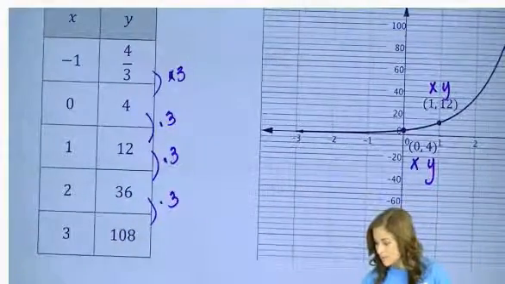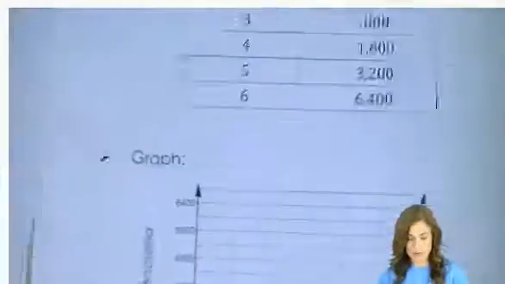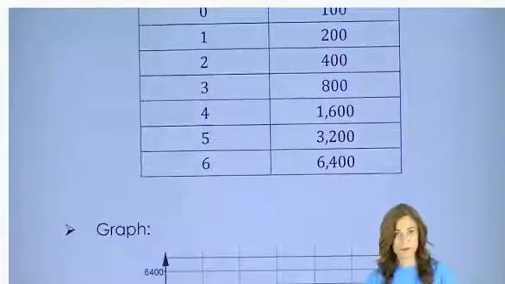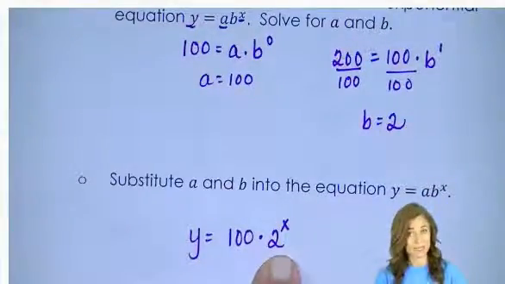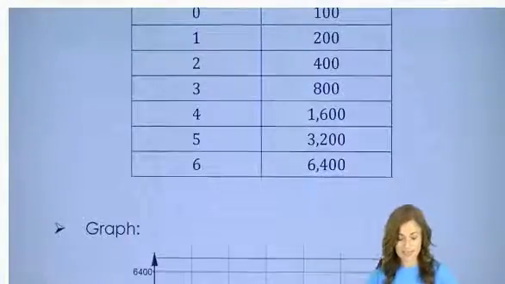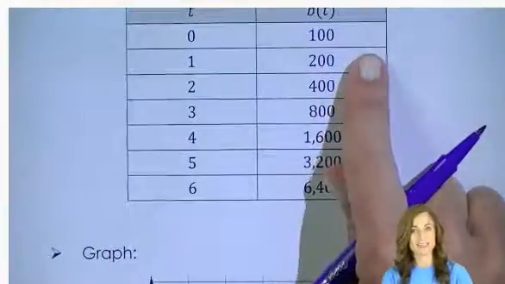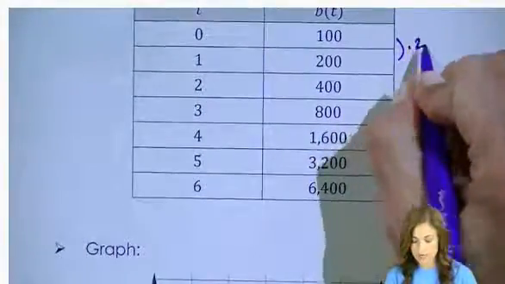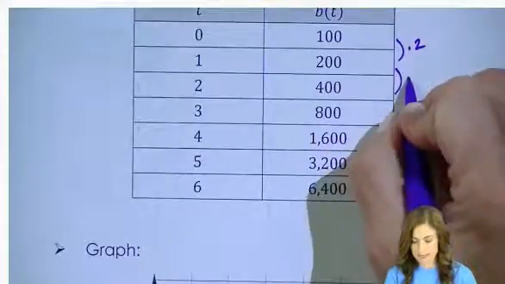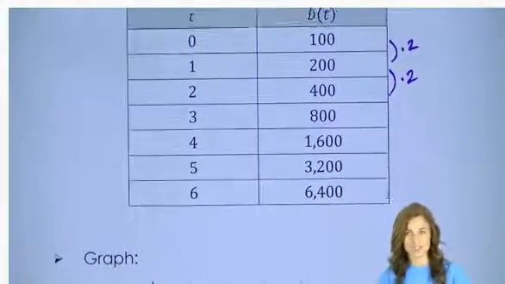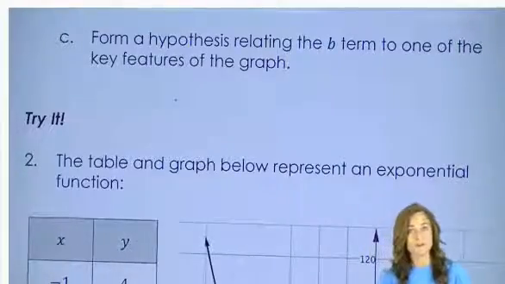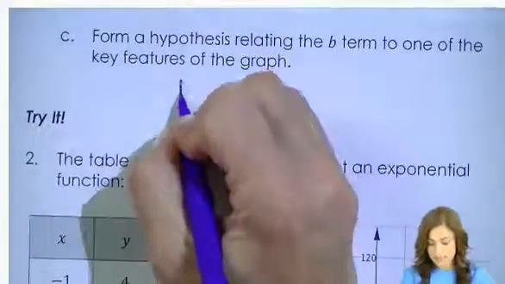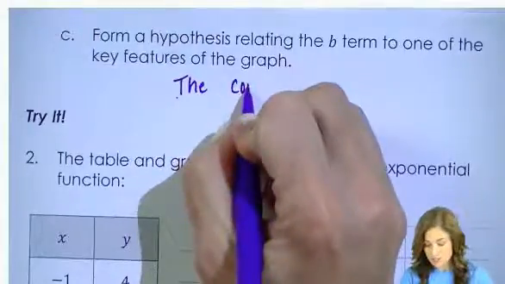Now, if we look back at the first one that we did, our b was 2. Look at that table. Notice, again, that's my common ratio. 100 times 2 is 200. Times 2 is 400. And you see it all the way down. So you should notice that the b term is the common ratio.